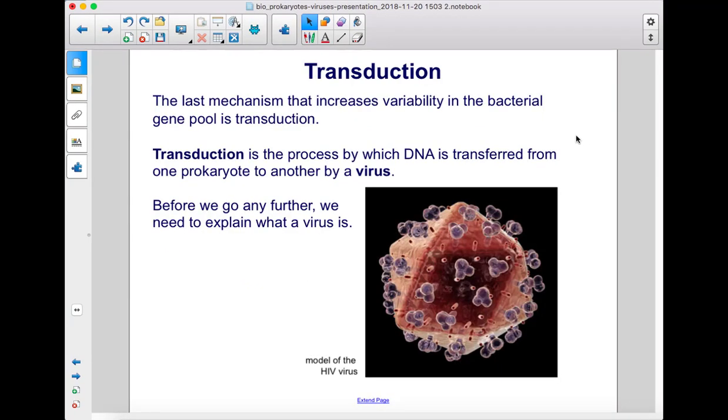The last mechanism that increases variability in the bacterial gene pool is transduction. Transduction is the process by which DNA is transferred from one prokaryote to another by a virus. Before we go any further, we need to explain what a virus is.